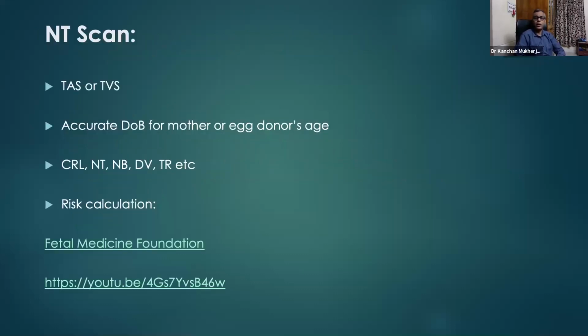Now comes a very common reporting issue with the NT scan. For the NT scan, again, mention whether it's transabdominal or transvaginal or both. Accurate date of birth for the mother, or for egg donors in case of IVF, must be mentioned. Then crown rump, you do all your findings: CRL, NT, nasal bone, ductus venosus, tricuspid regurgitation, you have done everything. But how do you calculate the risk? For that, you have to be approved by the Fetal Medicine Foundation.